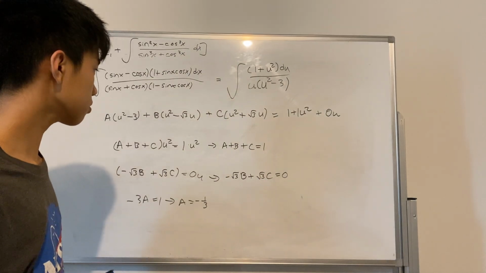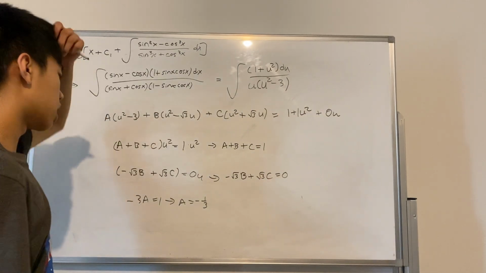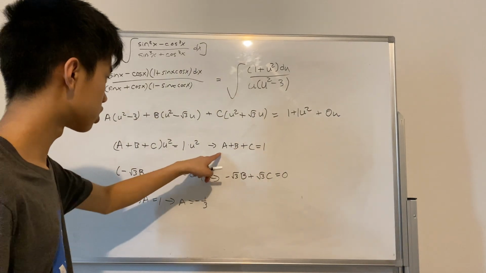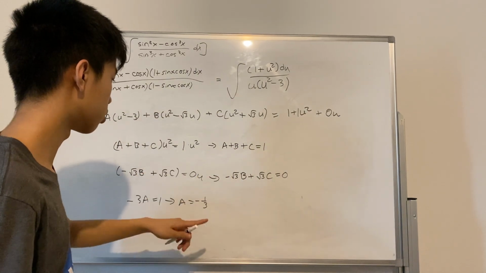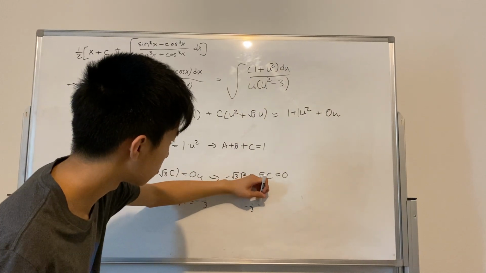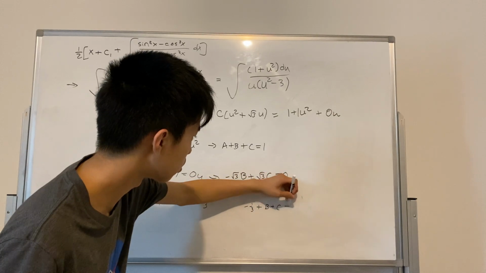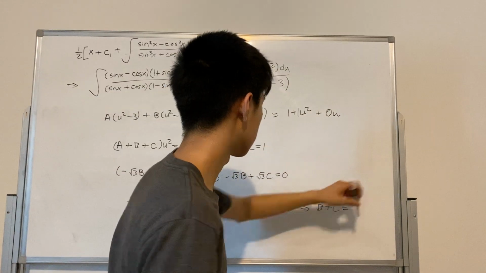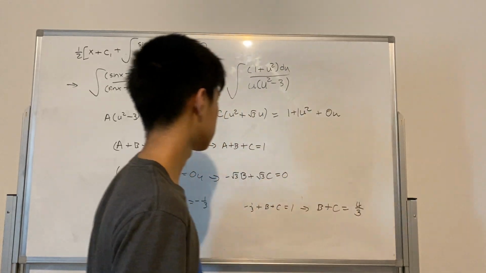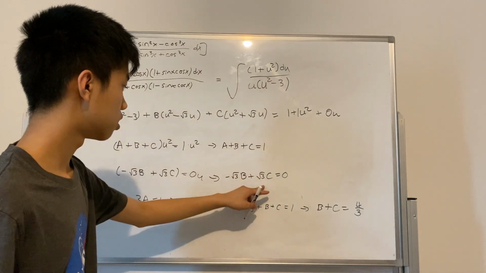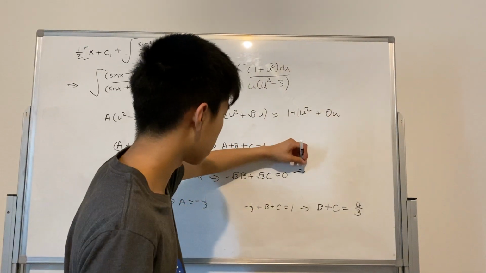Now, okay, how do we progress from here? Well, we can first of all plug negative 1/3 into the equation now. So we have negative 1/3 plus b plus c equals 1. So b plus c equals 4/3. And then we can just simplify this out quickly.